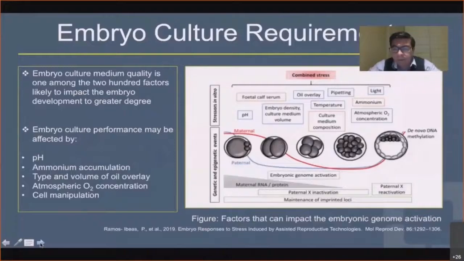About the embryo culture requirements, it is well known that the embryo culture medium quality is only one among the 200 external factors unrelated to the culture media that can affect the embryo culture performance. Among these external factors are the pH, the type and volume of oil overlay, atmospheric oxygen concentration, cell manipulation, etc. As you can see in this image, it describes some of the important events that occur at very early stages of the embryo development.